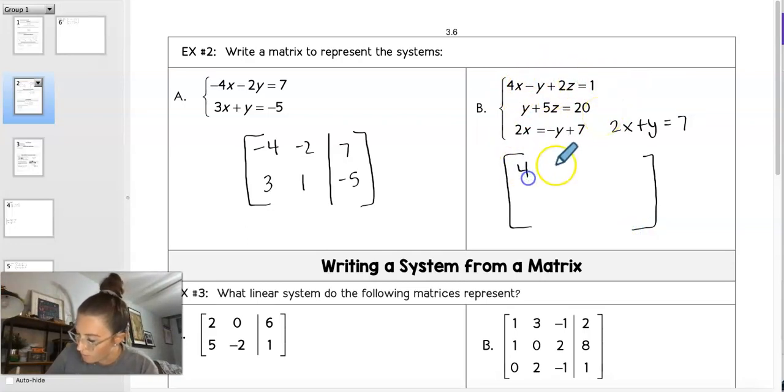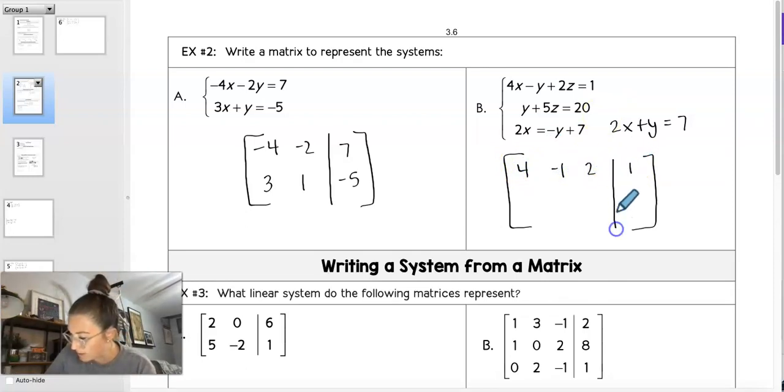So this one's going to go 4, -1, 2, 1. Next row, on the x, there's no x, so there's a 0. Then a 1, a 5, a 20. Okay, and then this one looking here, x is 2, y is 1. There's no z on this one, so we need a 0, and 7. Okay, so hopefully you guys understand how to jump from here to here or backwards.